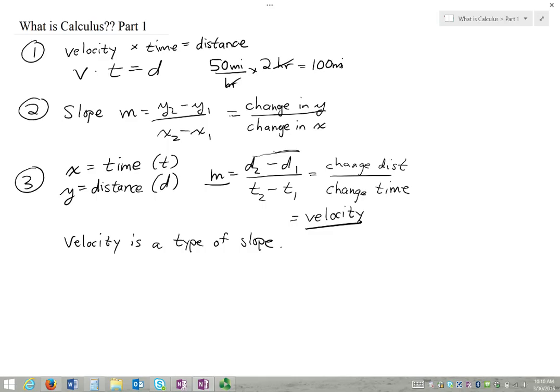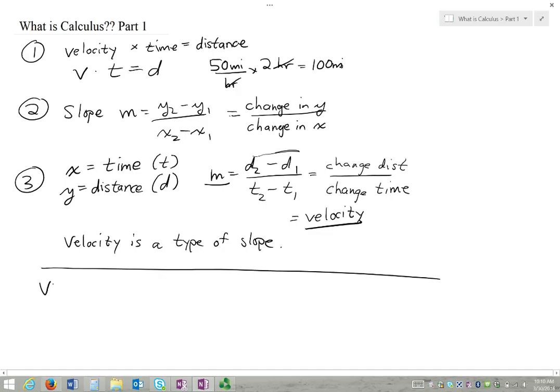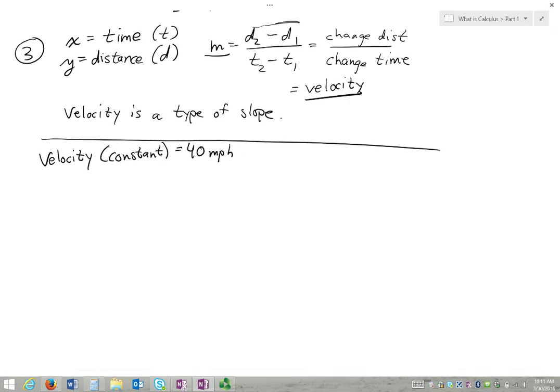So let's take an example here. Let's take an example where we have a velocity of 40 miles per hour and a constant velocity. So let's look at this on a graph.